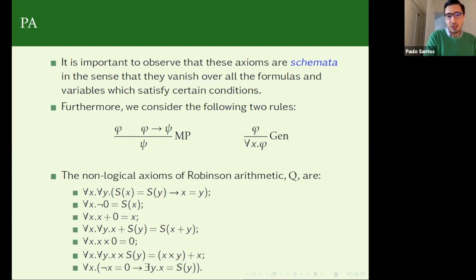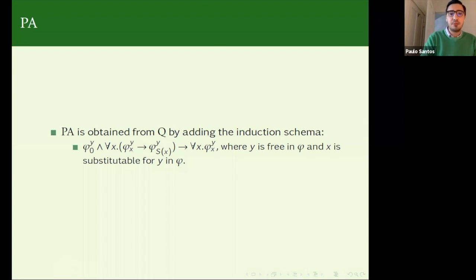Moving now from the logical part to the non-logical part of arithmetic, here I present you the well-known axioms of Robinson's arithmetic Q. And moreover, PA can be obtained from Q by adding the well-known induction axiom. And this axiom is again a schema, because this phi does not stand for a concrete formula, and both x and y do not stand for concrete variables. On the contrary, they vary over all formulas and all variables. And similarly, we have here a syntactical condition that is decidable.